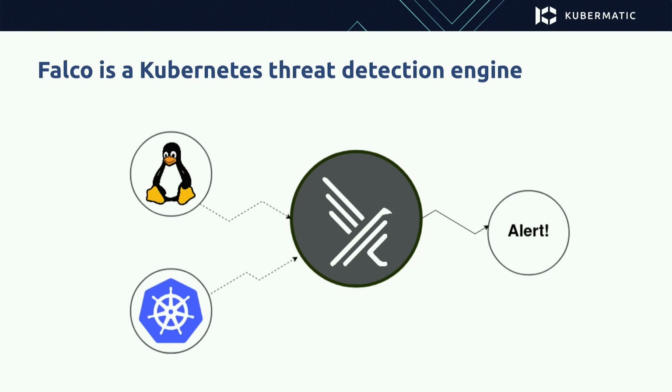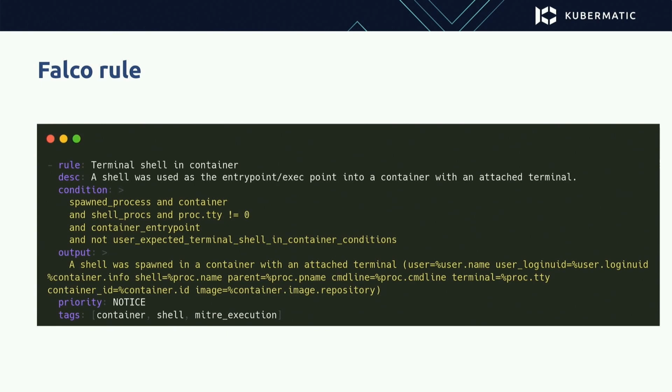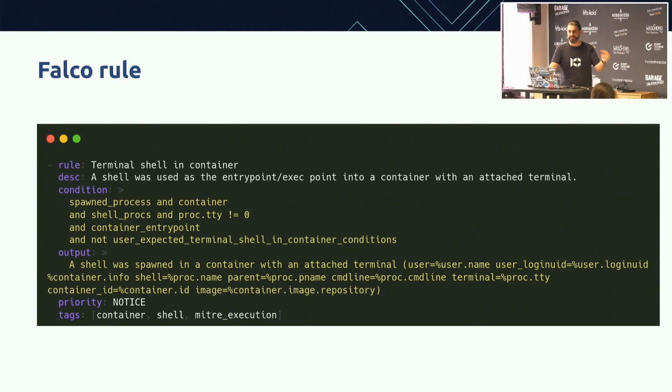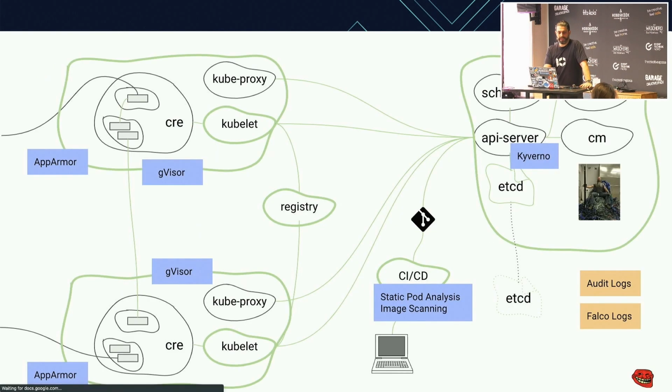There's Falco. You already got some information about it. I will not go into details, but Falco is great to detect some threats. If someone is, let's say, creating a shell inside a container, then it can just detect it and alert you.